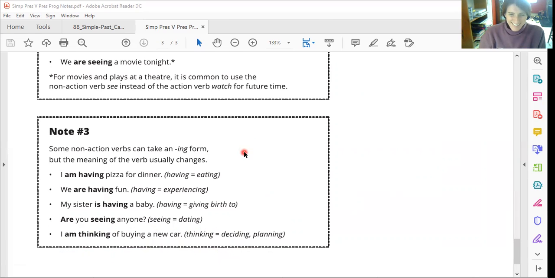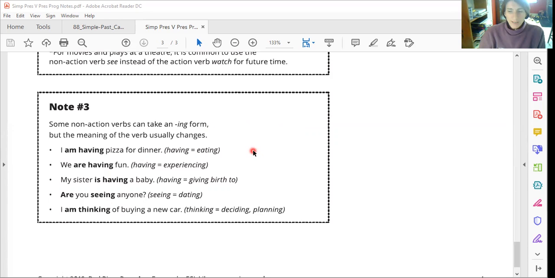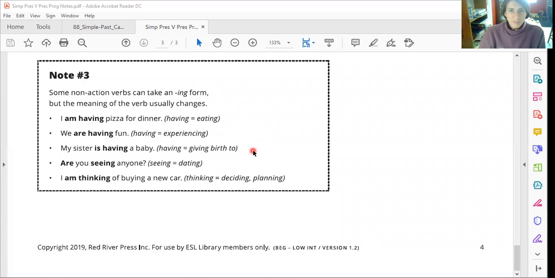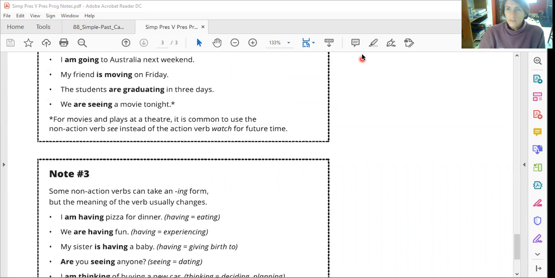So it does take a little bit of practice to just figure out where to use non-action verbs in the present progressive or the simple tense. But with enough practice, you will get there. Okay, that's it for this one.